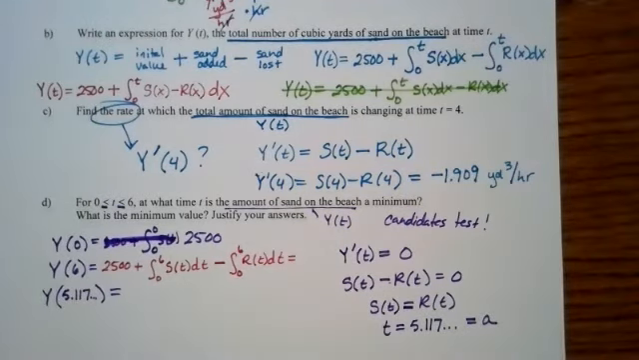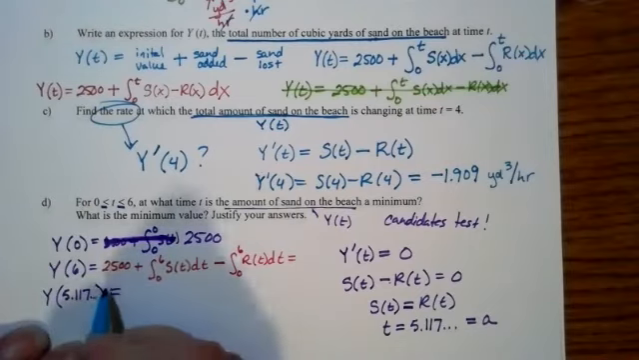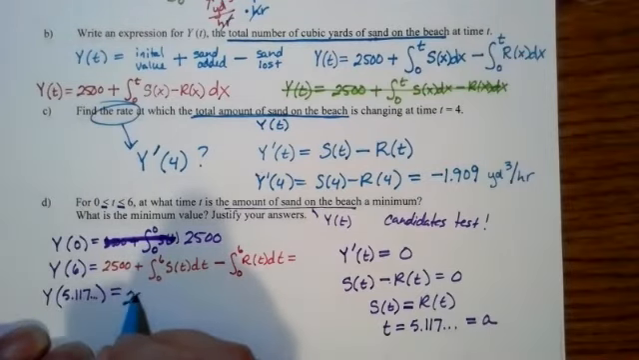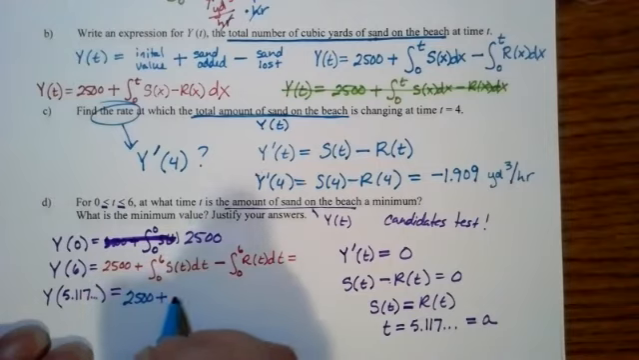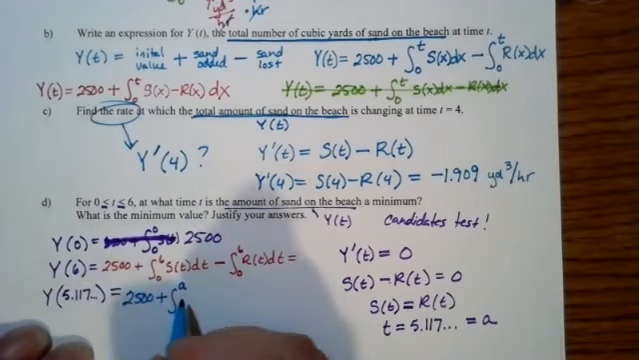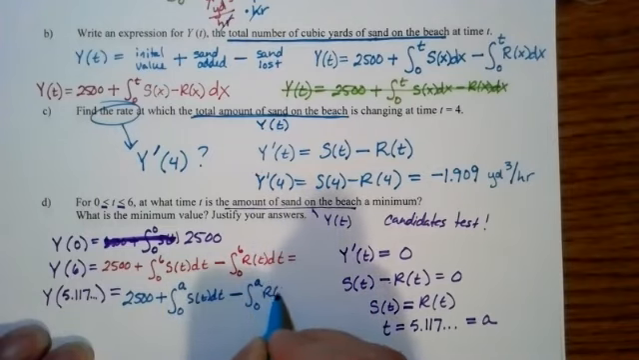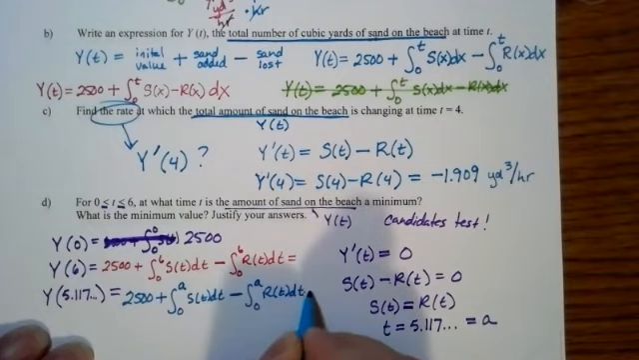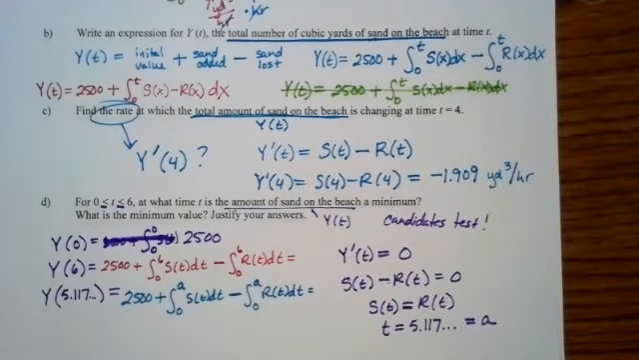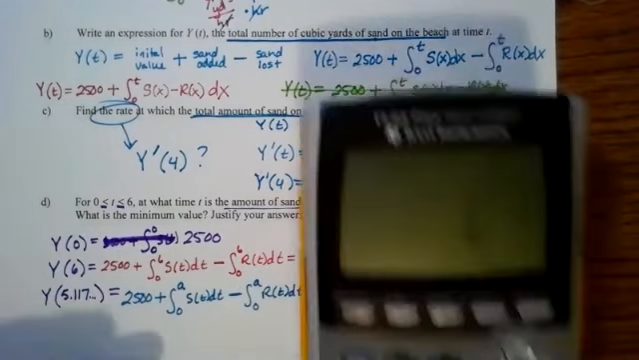Let's go to the last one. It's the same calculation. It's still 2,500 to start, plus all the accumulation from 0 to A, I'm going to put A here rather than recopy that, of s of t dt, minus all the washed out sand from 0 to A, integrating r of t dt. Okay, so let's just calculate those.